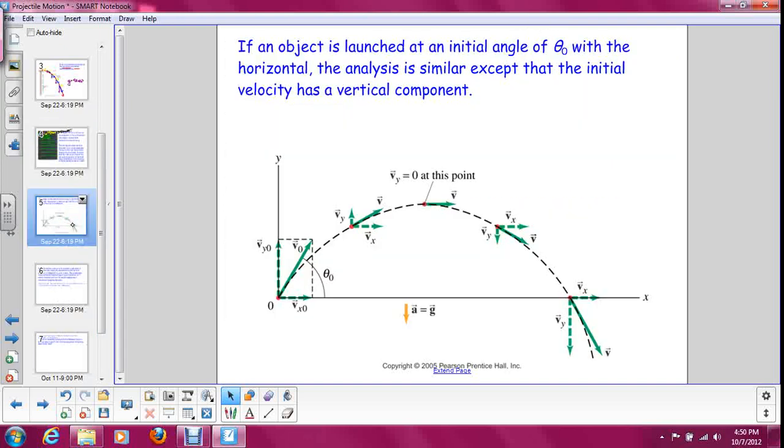If we have an object that's launched at an initial angle, like this guy, the analysis is similar, except now it has an initial velocity in the y as well as in the x. So here our vector addition will come in handy, because we have our resultant vector, which is the path the ball takes, and we break it down into x velocity and y velocity. And from there, we can analyze the motion in the x and the motion in the y separately.